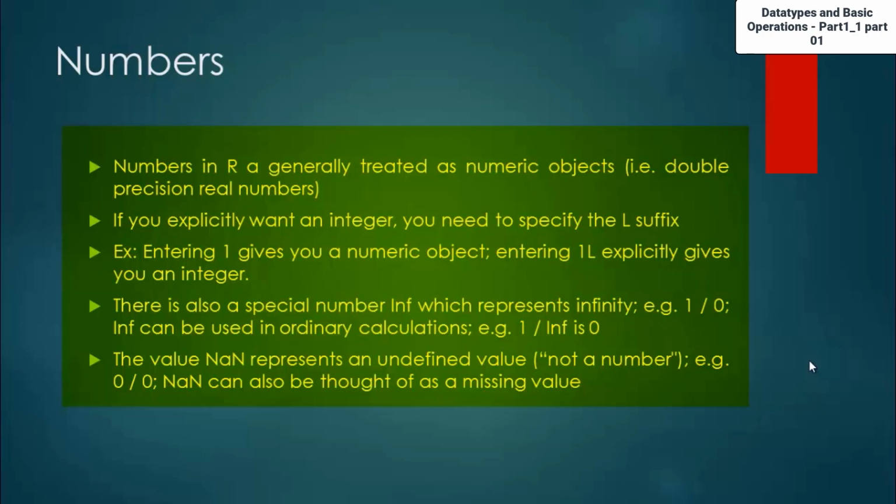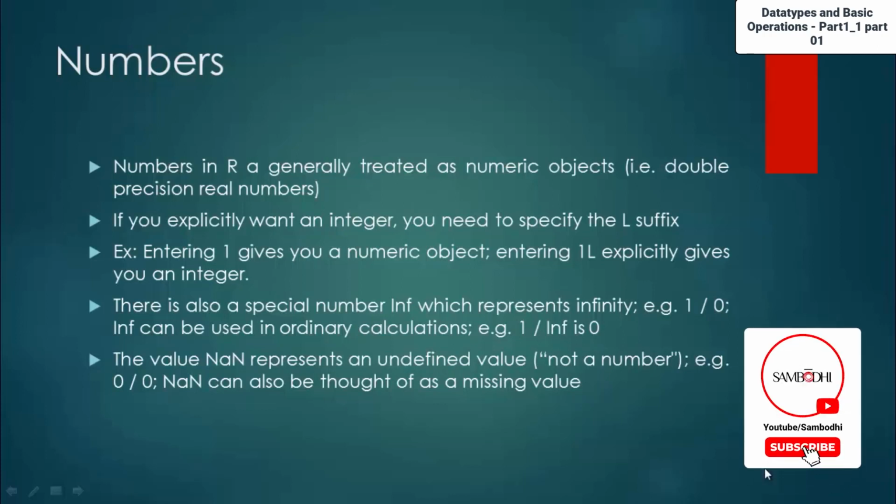And there is also a special number, you can say it as a number, but it actually denotes not a number. It is represented by NaN and denotes an undefined value, a number which is not defined. For example, 0 by 0. It is neither infinity nor a number, it is an undefined value and it's denoted by NaN, which can also be thought of as a missing value.